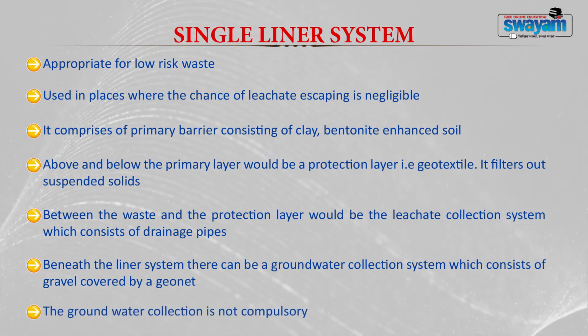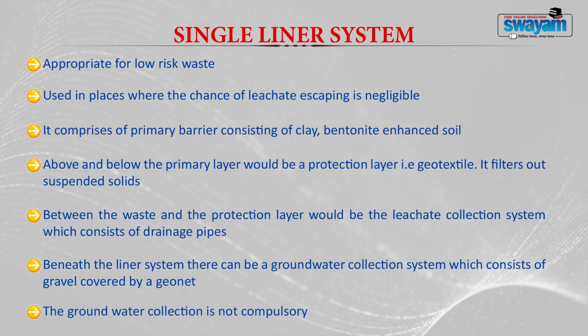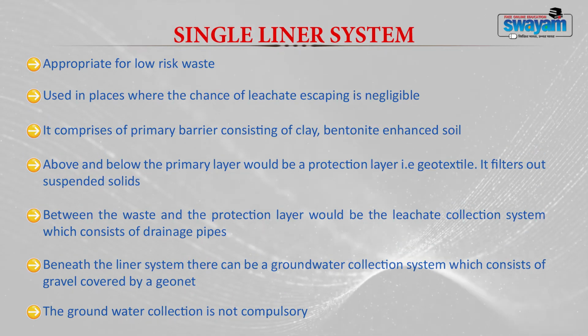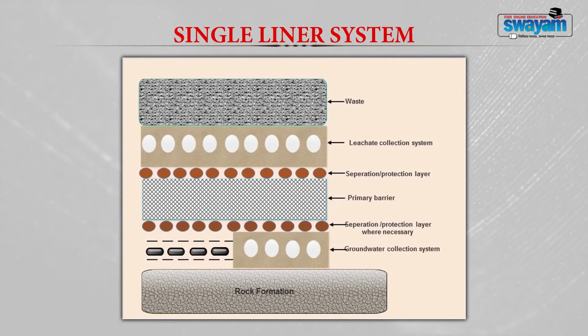The groundwater collection system is not a compulsory option in the liner system. Now, this image of a single liner system, you can see on top you have waste, below that you have the liner system. Just below the waste you have a leachate collection system which is lined with a geotextile for filtering out any solid particles that enter through the leachate into the leachate collection system.